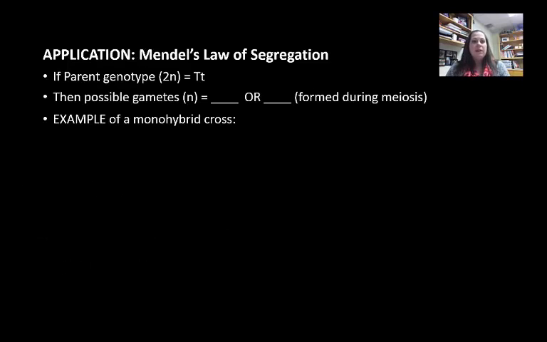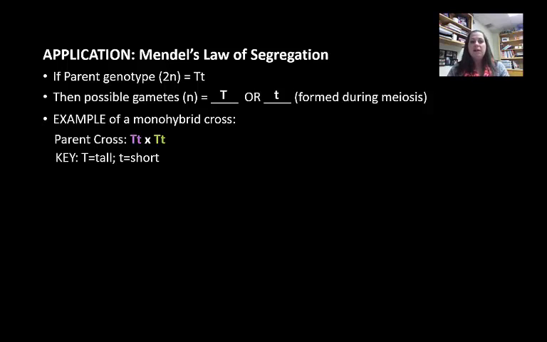So let's do some application of this law of segregation that we talked about earlier. We want to set up Punnett squares. This is the whole point of this. So if the parent genotype is big T, little t, this means they are heterozygous. Then we have 2 possible gametes. When we separate these, you have a big T that's separated from the little t. So let's look at a monohybrid cross where we're looking at 1 trait. So I'm going to cross 2 parents that are heterozygous, big T, little t, and big T, little t.